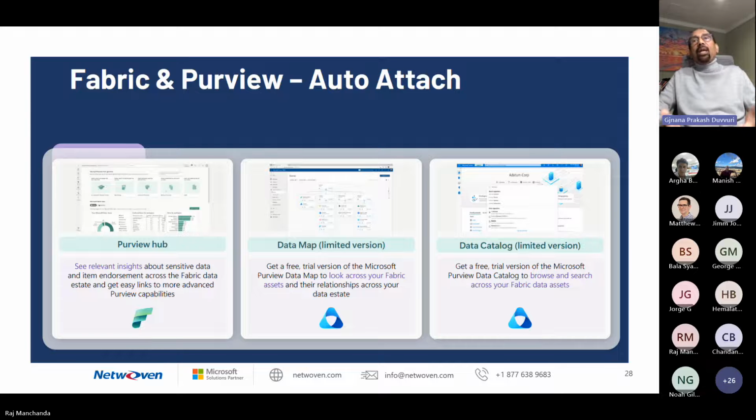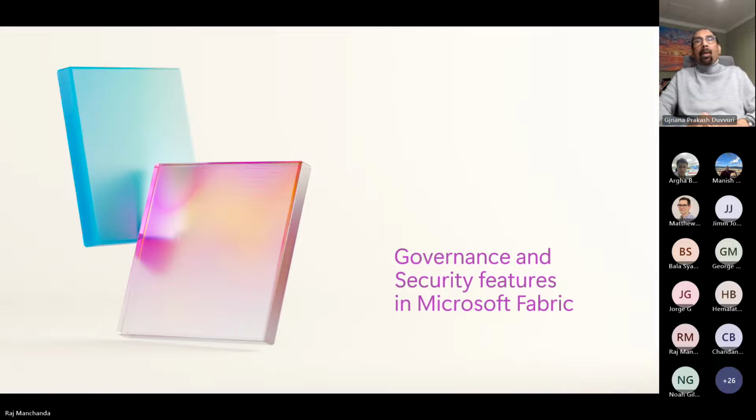Then there is a data map and data catalog, a limited version which you can use freely. You try it out, and if you like it, you will go for a full version with Purview. Then you will get all the features which Chandana discussed. I'm discussing. Next slide, please. Now look into this. Once we have seen the basic aspects, what is Fabric, what is Purview, how they are integrated, what the benefits are, and the governance and security features in Microsoft, let's look into what exactly it means to us. Next slide, please.